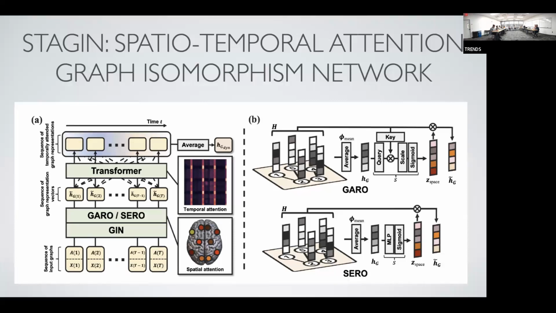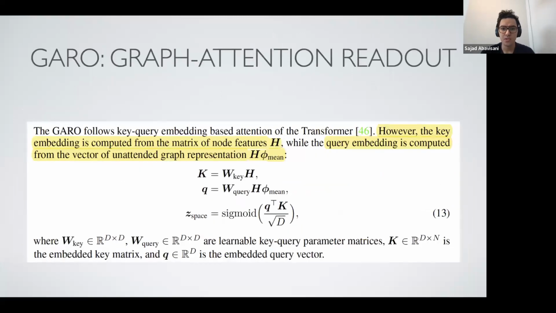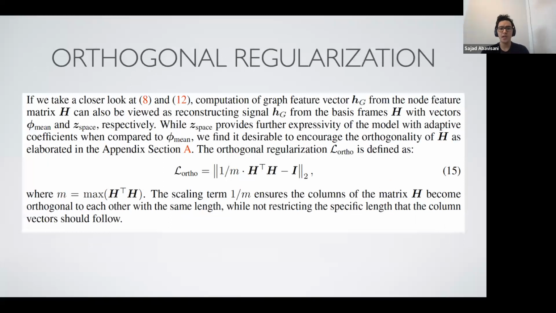Okay, are there any last words? Yeah, no, nothing. They have two different ways. One is with transformers, one with MLP they attend. The thing is that the one with the MLP has to have the exact number of nodes, which is not always the case in graph representation, but in brain data, because we have the atlas, it is applicable.